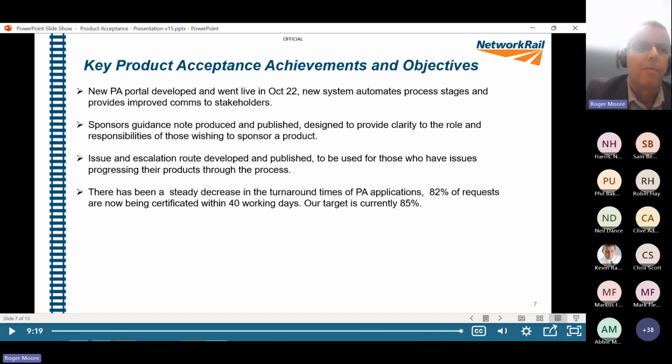But also we were aware that the old system didn't really provide much in the way of confirmation of where items were in the process. So within the new process, we've included some automatic emails that go out to both the sponsor and the manufacturers at certain points in the process, explaining where they are in the process and what the next steps are.